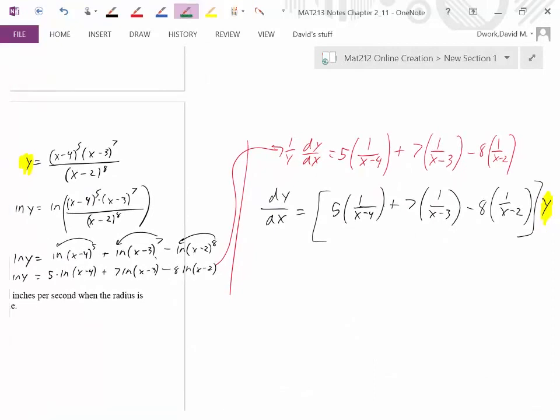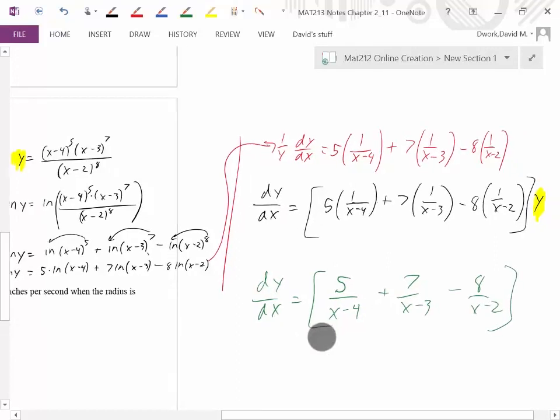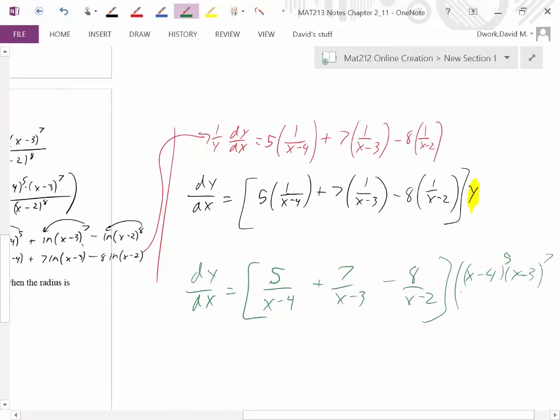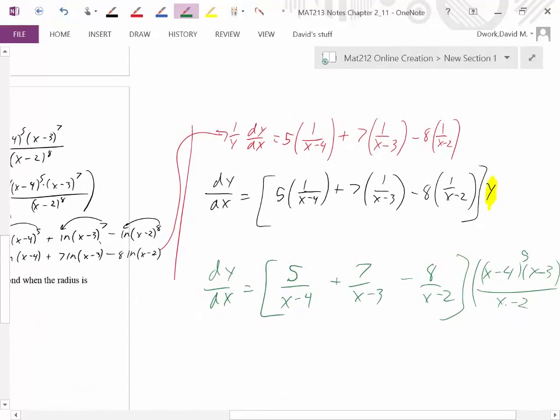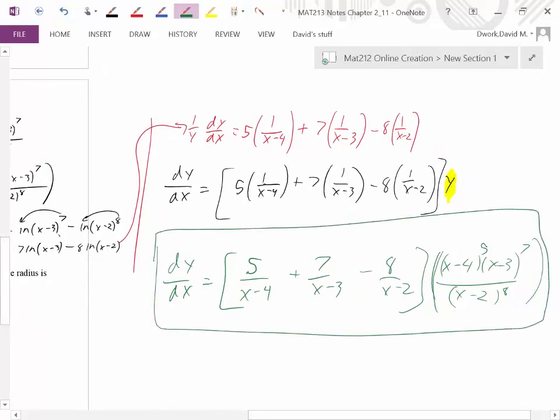So we're going to go ahead and rewrite the problem one more time. dy/dx is equal to all this stuff. I'm going to now multiply my 5 into the numerator. So it's 5 over (x minus 4) plus 7 over (x minus 3) minus 8 over (x minus 2). And then y, we know, is (x minus 4) raised to the 5th times (x minus 3) raised to the 7th divided by (x minus 2) raised to the 8th, the original problem we started with. And now we have our derivative.